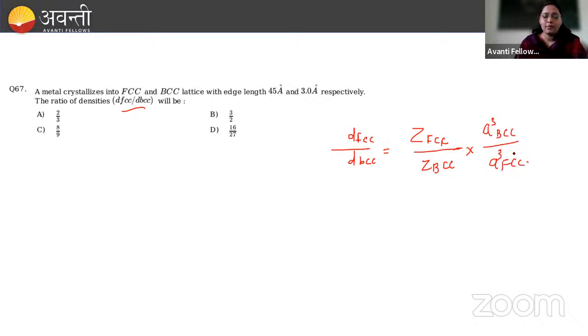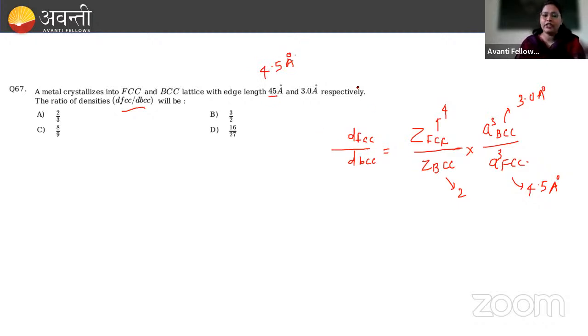Yes, any doubt in this? Yes, right? So number of atoms in FCC are what? 4. Number of atoms in BCC are what? 2. The value of a for BCC is given as 3 angstrom, and for FCC we have to take the value of b as 4.5 angstrom. Here it shows 45, that is wrong, okay. Take 4.5 angstrom for calculation.